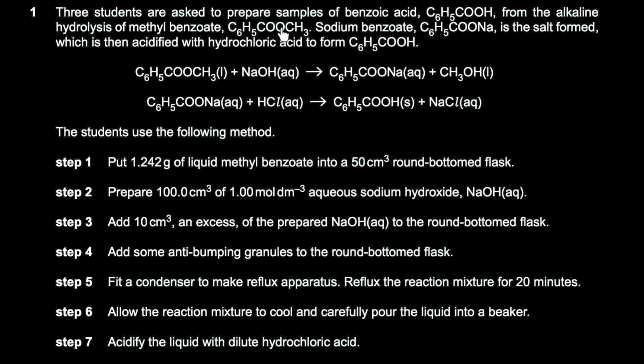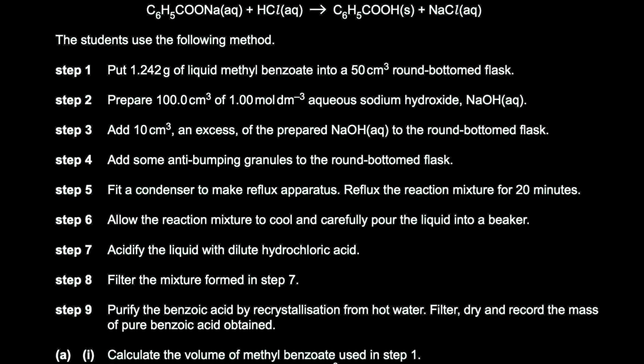Okay, it's an ester. If you hydrolyze the ester, you get a salt of the acid, which is sodium benzoate. Okay, that's the salt form. And then this is acidified with hydrochloric acid to form benzoic acid. So here you're hydrolyzing the ester in alkaline solution. You get the salt of the acid and an alcohol. And then you take the salt of this acid, you react it with HCl, and you get benzoic acid.